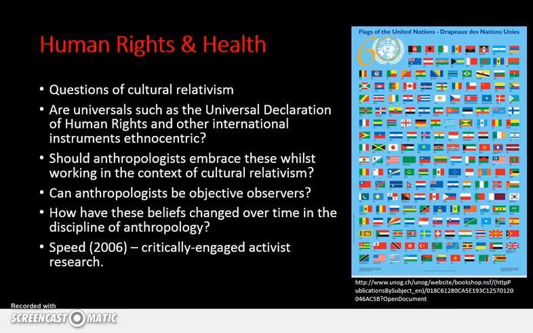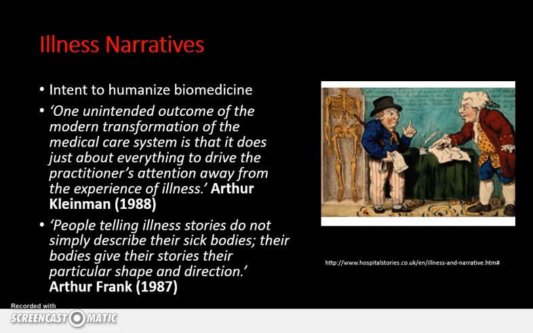There's much discussion in anthropology, particularly when we look at this in a global context, of the interface of anthropologists in the global context and these universal human rights. And so this brings up questions of cultural relativism overall, as well as ethnocentrism. Are universals, such as the Universal Declaration of Human Rights and other international instruments, ethnocentric? Should anthropologists embrace these whilst working in the context of cultural relativism? Can anthropologists be objective observers? How have these beliefs changed over time in the discipline of anthropology? And Speed talks a little bit about this with critically engaged activist research. We'll talk more about these in class.